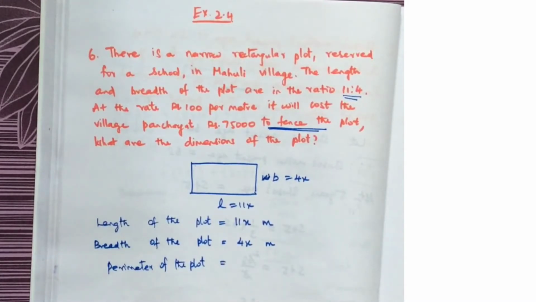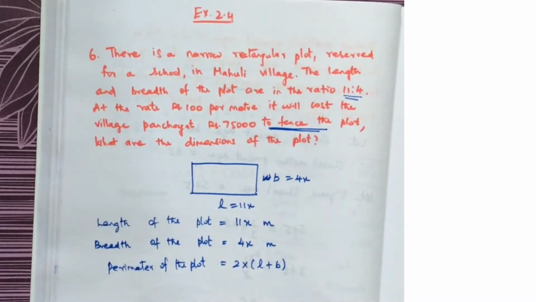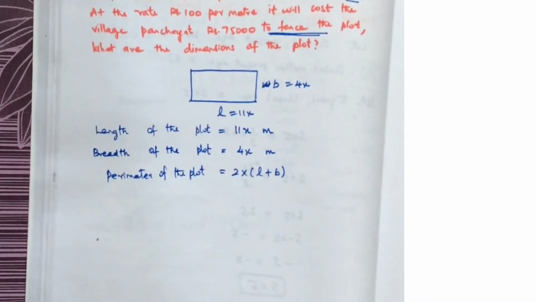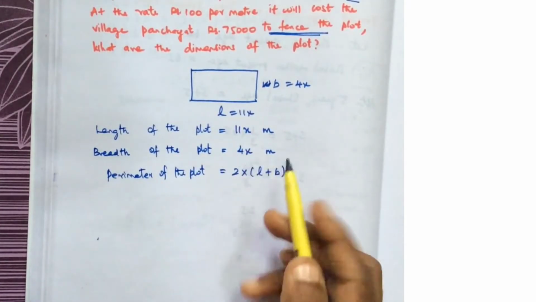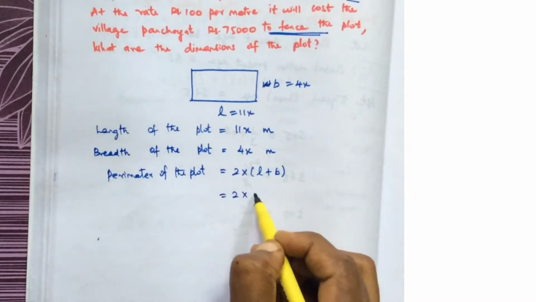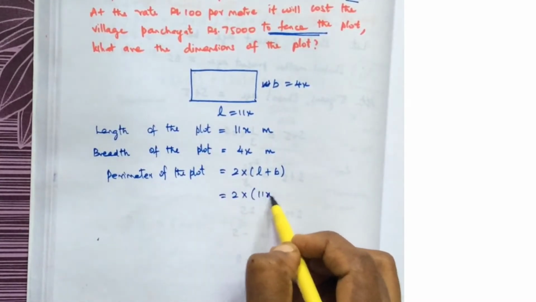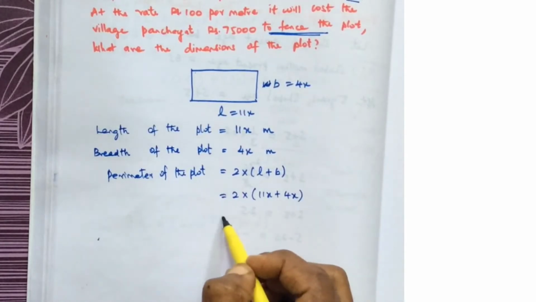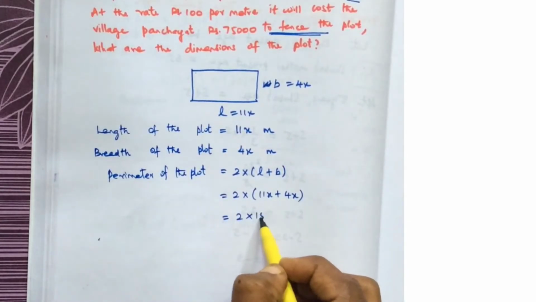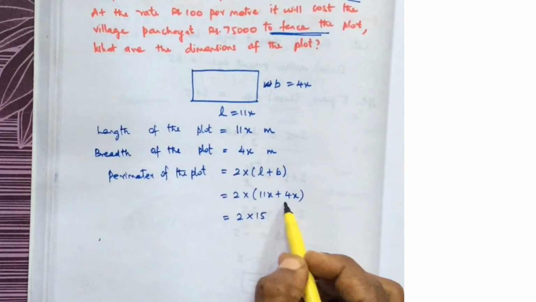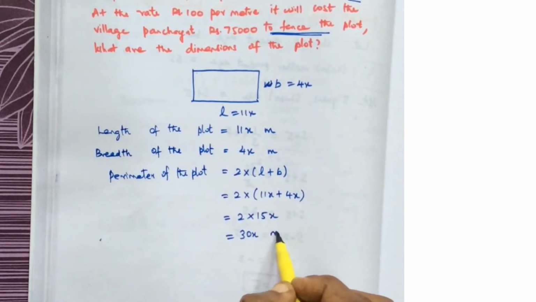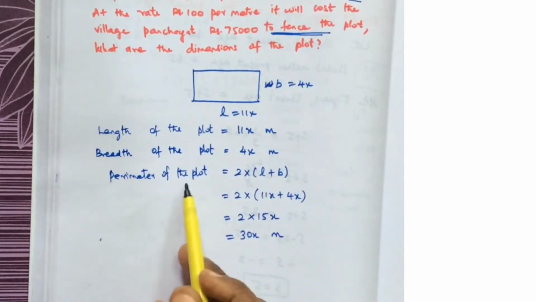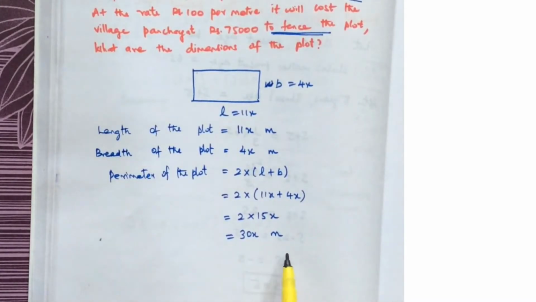What is the formula to find the perimeter? 2 multiplied by length plus breadth. So here length is 11x and the breadth is 4x. So you can write 2 multiplied by 11x plus 4x, that is equal to 2 multiplied by 11 plus 4 is 15x, that is equal to 15 2s are 30x meter. The perimeter of the plot is 30x meter.